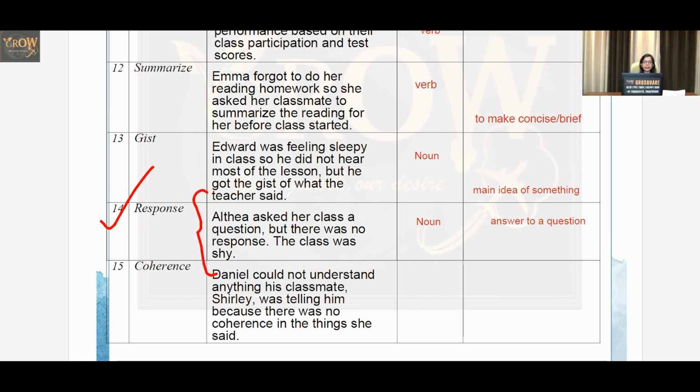So they are saying Althea asked her class a question, but there was no response. The class was shy. That means Althea ने अपने क्लास में एक क्वेश्चन पूछा, बट कोई भी जवाब नहीं आया. क्यों नहीं आया? Because the whole class was shy.